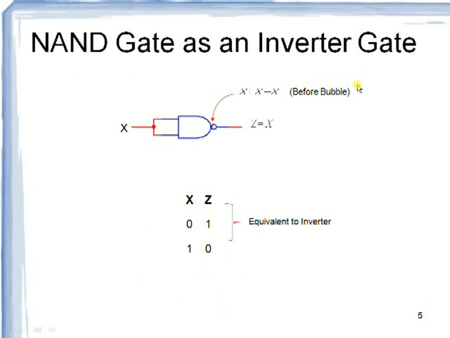NAND gate as an inverter gate. Now let us see how to design an inverter with the help of a NAND gate. This is the NAND gate, and the two inputs of this NAND gate are tied together and given as one input, X, and the output now becomes Z equals X bar. This is the truth table of the NOT gate: if X is 0, then the output is 1, and if X is 1, then the output is 0. This truth table resembles the inverter gate truth table, so this is an inverter implemented by using the NAND gate.